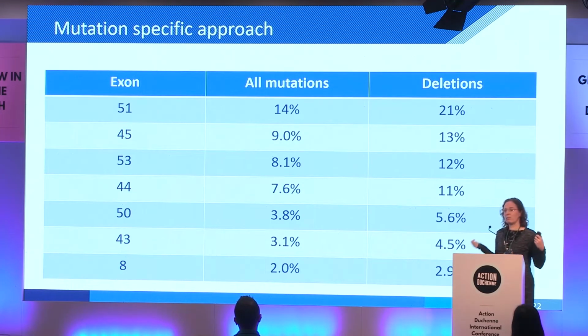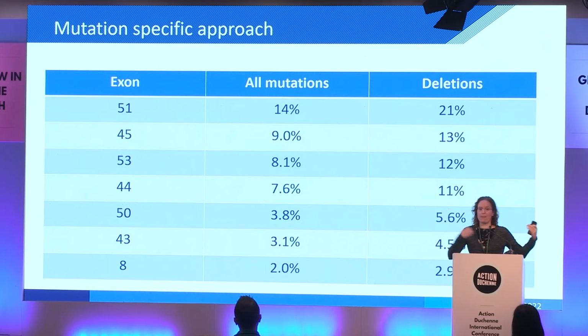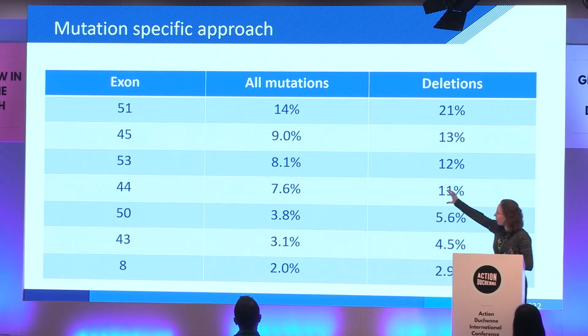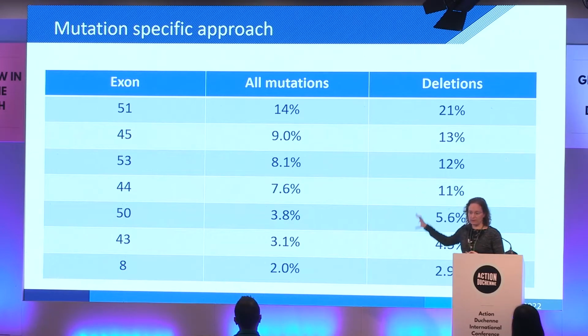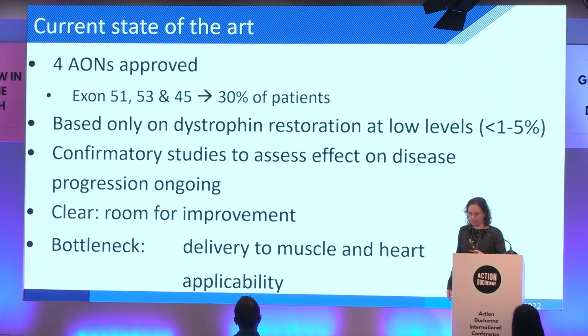Now this is a mutation-specific approach, so depending on where your mutation is, you need the skipping of a specific exon. And also for some mutations, exon skipping sadly will not work, because, for instance, the mutations are in one of these crucial domains. Now, exon 51 skipping would apply to 14%. If you then also skip exon 45, you skip an additional 9%, and so on and so forth. But you can see these are subsets of patients.